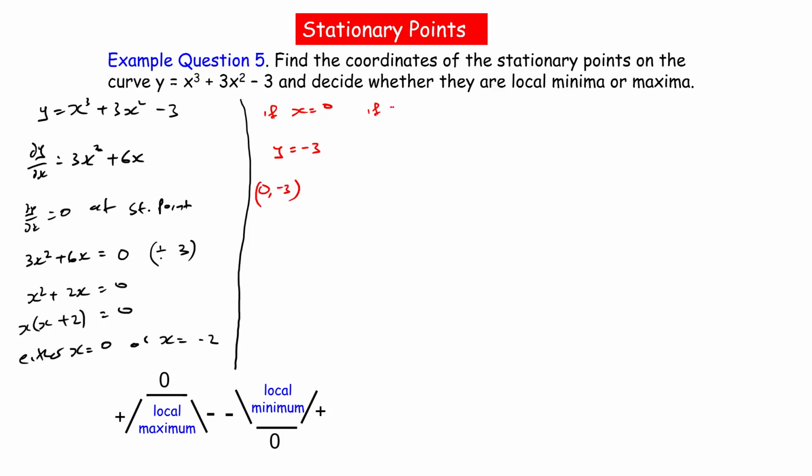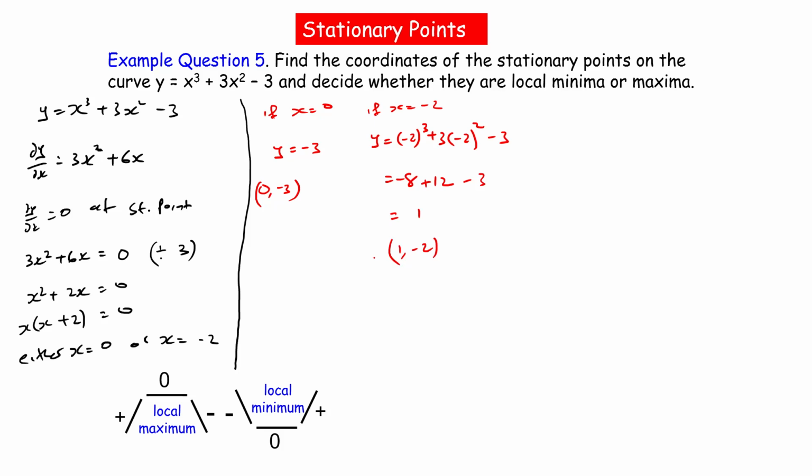And if x is equal to minus 2, y is equal to minus 2 cubed plus 3 times minus 2 squared minus 3. So that's minus 8 plus 12 minus 3. So that gives us 12 minus 11, which is 1. So our other coordinates then are going to be minus 2 and 1.